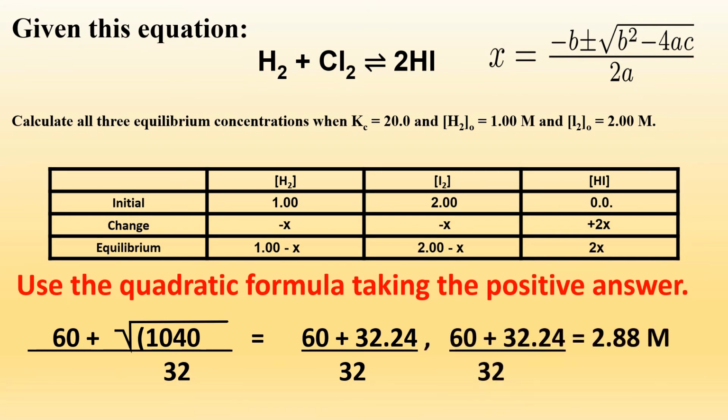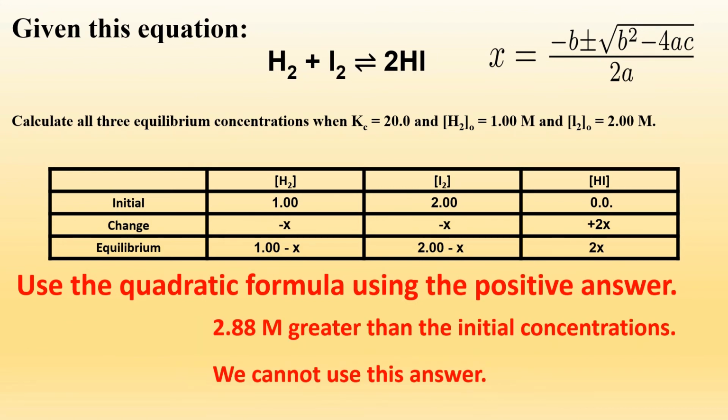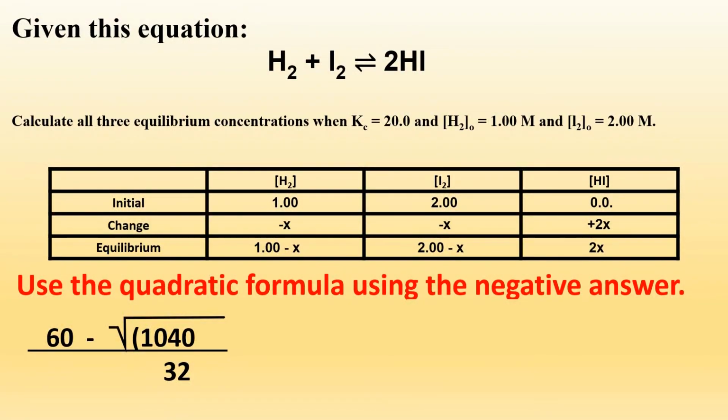So 60 plus 32.24 divided by 32 is equal to 2.88 molar. The 2.88 molar is greater than the initial concentrations, so we cannot use this answer. Now let's solve using the negative answer.